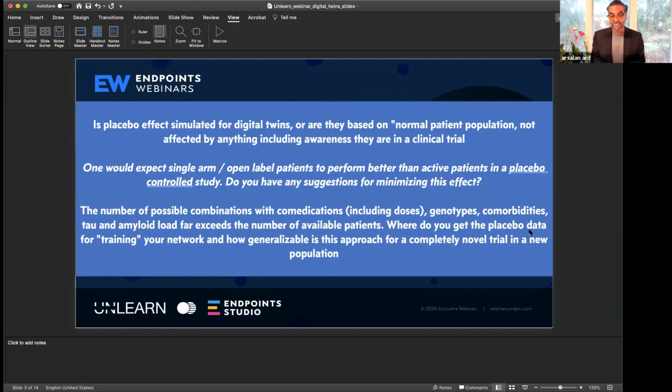So one would expect single arm open label patients to perform better than active patients in a placebo controlled study. Do you have any suggestions for minimizing that effect? And lastly, I'll read the number of possible combinations with co-medications, including doses, genotypes, comorbidities, tau and amyloid load far exceeds the number of available patients. Where do you get the placebo data for training your network? And how generalizable is this approach for a completely novel trial in a new population?